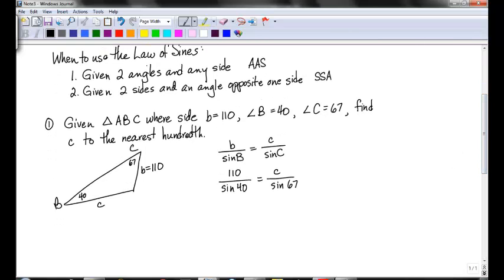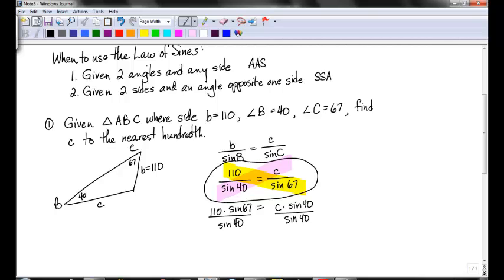Now to solve this, okay, we are going to cross multiply. Okay, we're going to multiply these two. So it's like 110 times the sine of 67. And when we cross multiply, we're going to take c times the sine of 40. Whoops. Sine of 40. And then you're going to do it basically on the calculator. So once you get to this, you can just pretty much punch it in on the calculator.